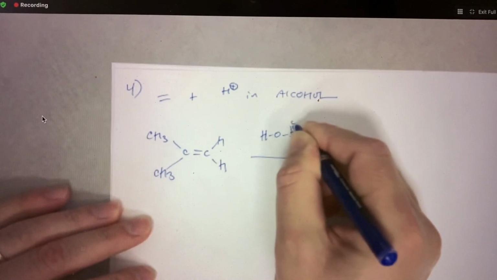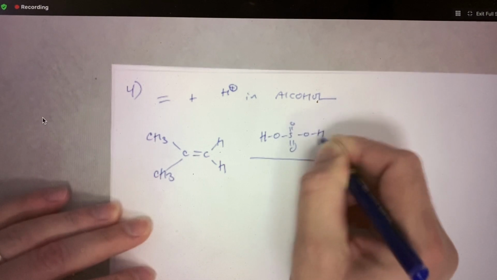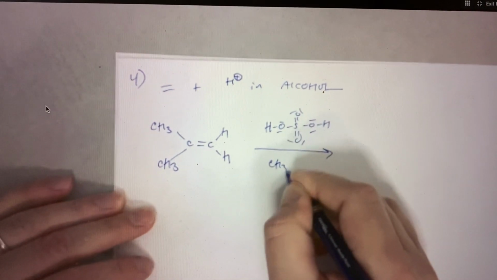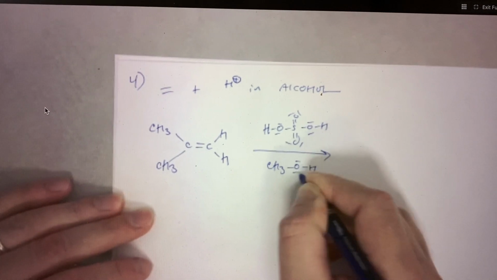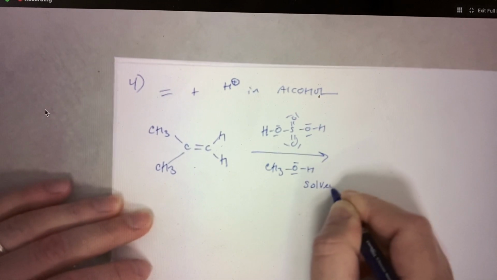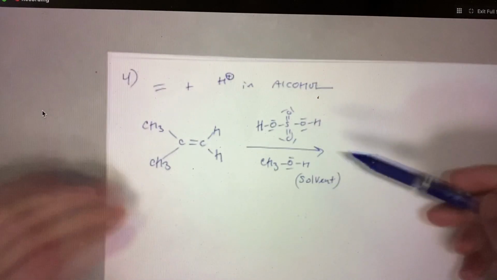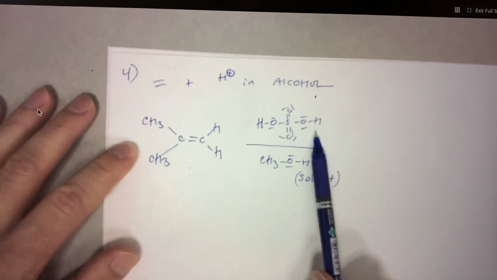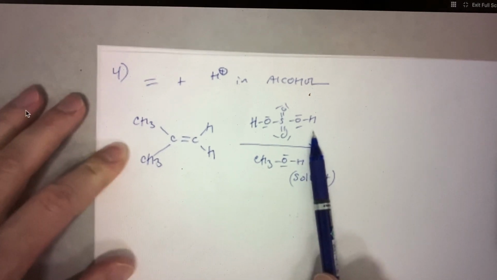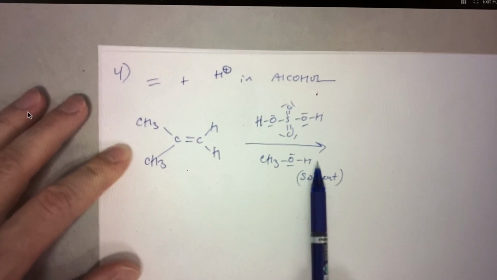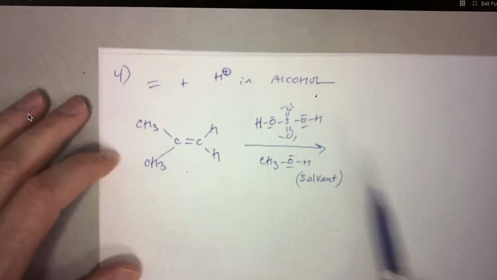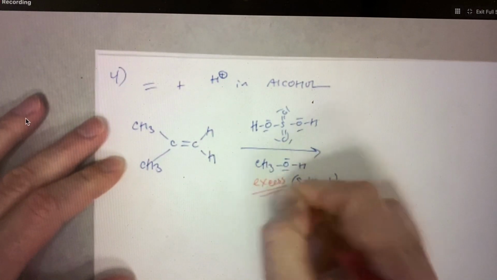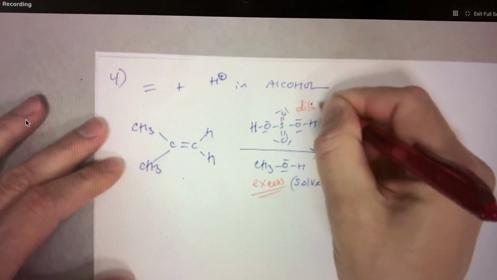Let's take sulfuric acid. And let's use methanol as our solvent. If the problem's written like this, it means that we're reacting our alkene with another reagent, H2SO4, and we're doing it in methanol. And this tells us that there is excess, and that means that this is dilute.